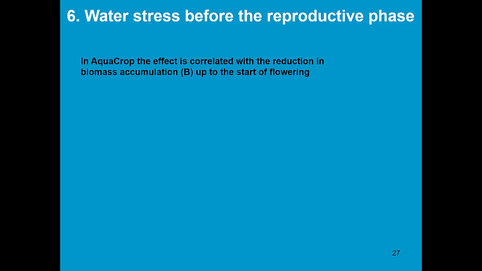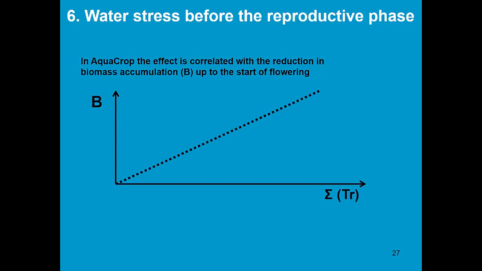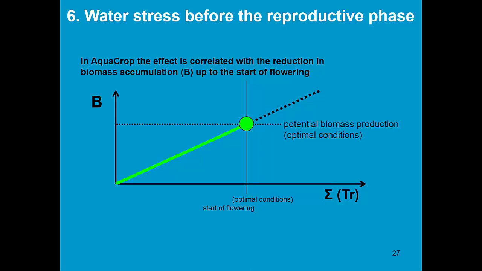In AquaCrop, the water stresses before the reproductive phase are correlated with the reduction in biomass accumulation up to the start of flowering. When there is no water stress, we have optimal conditions, and at the start of flowering, a certain amount of biomass is produced. That's the potential biomass which could be produced under optimal conditions. Let's call that the reference biomass, B0.